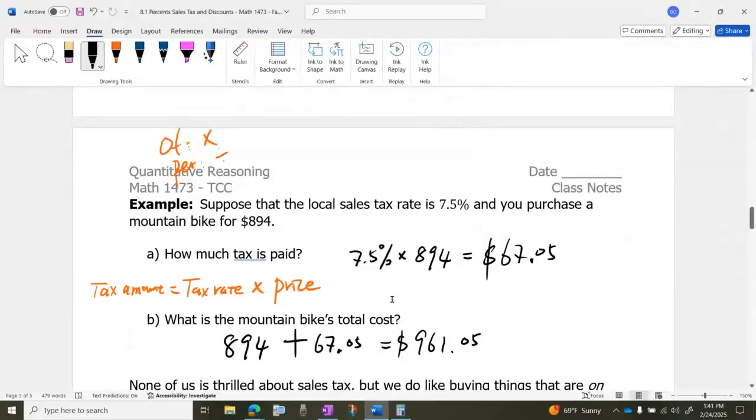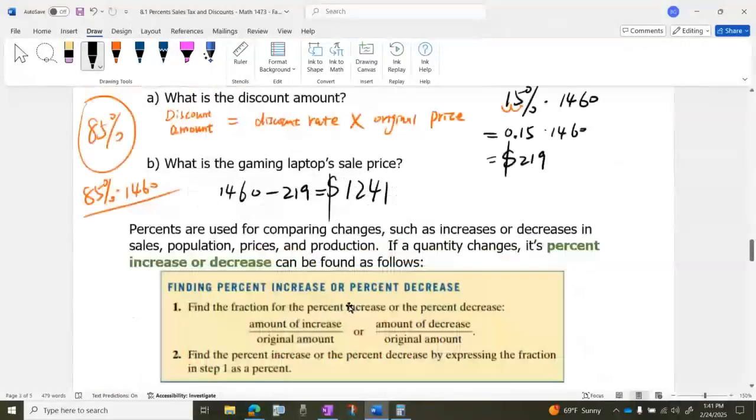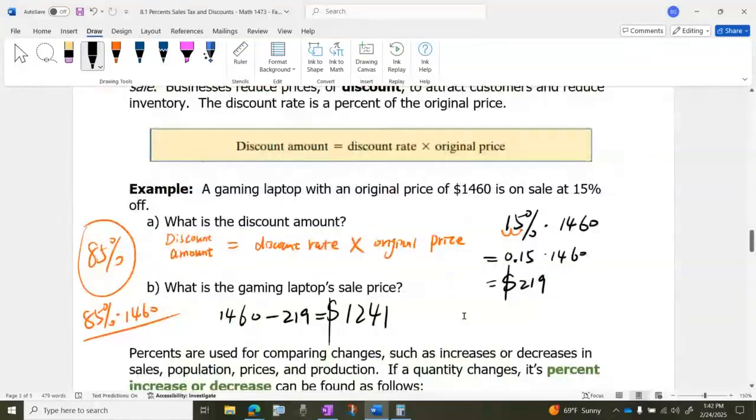All right, does that make sense? This is a markup problem. So in part B, to know how much you end up paying for the mountain bike, you add the tax amount on top of the mountain bike price. You pay more than the labeled price. It's different from discount. In the discount problem, we marked it down, right? You pay less than that. But when we talked about the discount problem, we didn't concern the tax. But in reality, even if the item is on sale, you still have to pay tax.